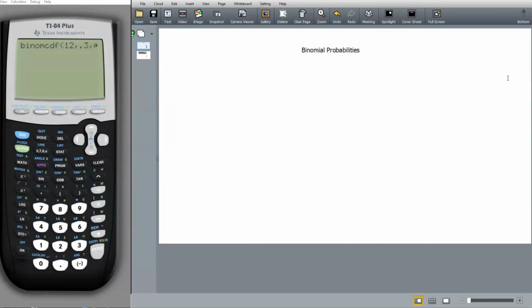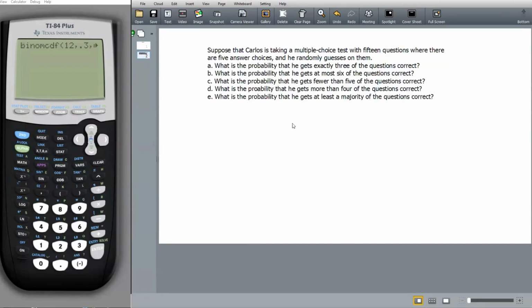Now, I will do some example questions to see what this would look like in a real problem. In my question, it says, suppose that Carlos is taking a multiple choice test with 15 questions where there are 5 answer choices and he randomly guesses on them. Before I calculate the probability, I have to determine if this is a binomial distribution. First, I have to check, do I have a set number of trials? Yes, I do. Here I have 15 questions in my 15-question test. They are not changing.